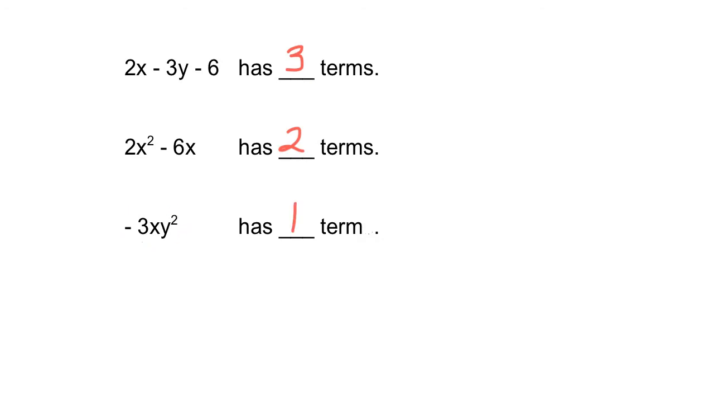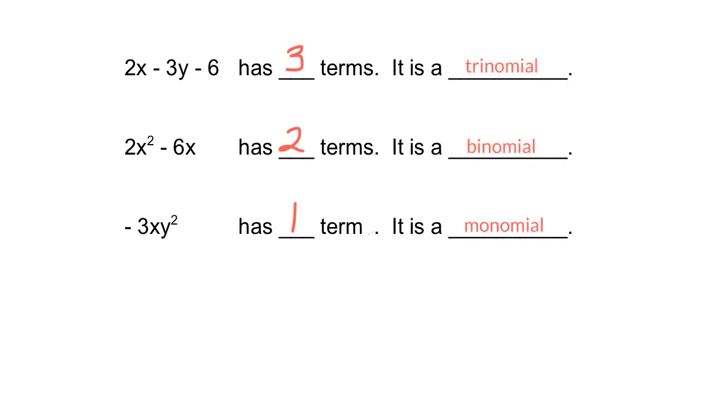So it's good if you can count how many terms there are, but the reason I'm bringing this up here is because there's more terminology. If an expression has 3 terms, we call that a trinomial. If it has 2 terms, we call that a binomial. If it has 1 term, we call it a monomial. So look at the prefixes: tri, bi, and mono.